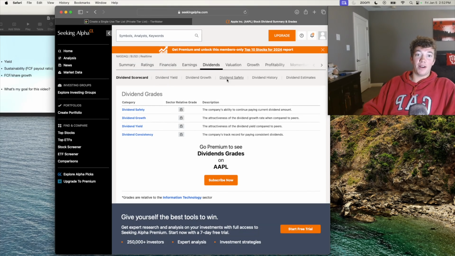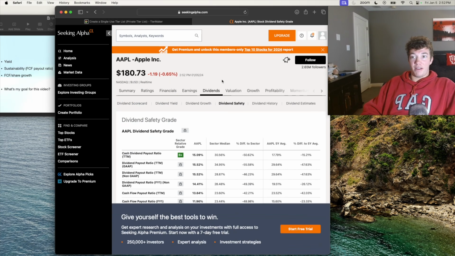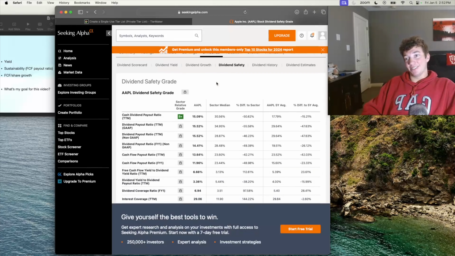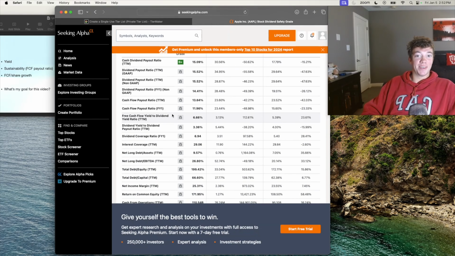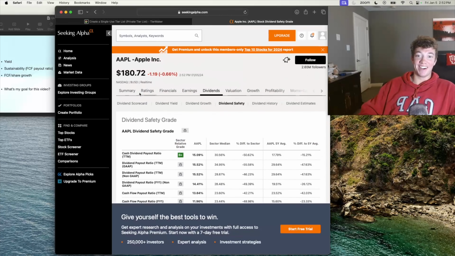Sustainability, I think we already know the story with some of these bigger guys. We know it's going to be sustainable. Cash flow payout ratio on a forward basis, not even 12%. Again, down from that 5-year average. Okay, so it checks out there.